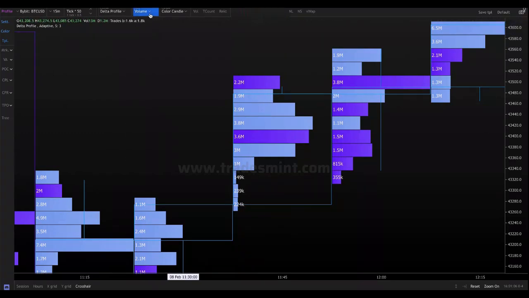Okay. Then we have a delta profile. Now the delta profile again is the difference between buys and sells. And so we can see here that if there's more sells than buys and is offset by negative 1.4 million, that means there's 1.4 million more sells than buys.